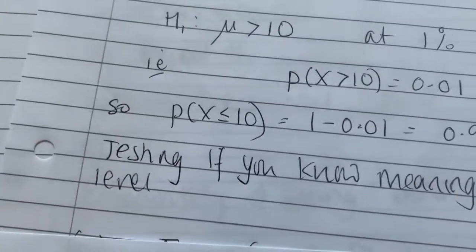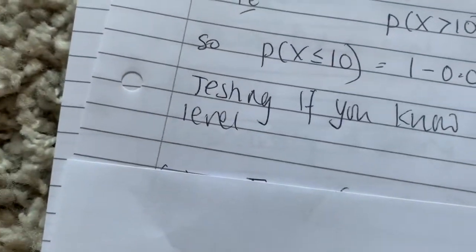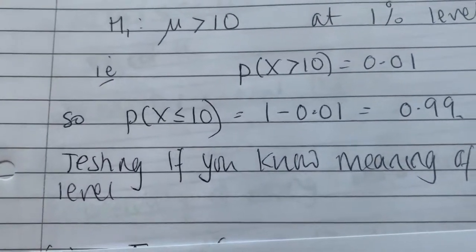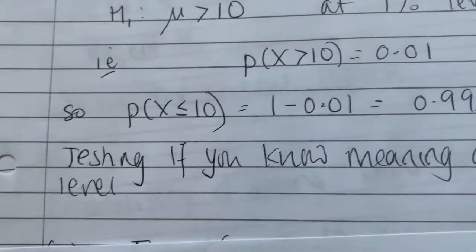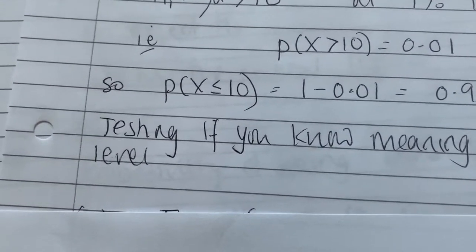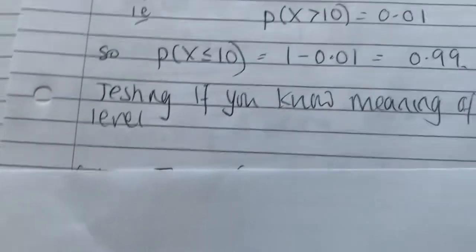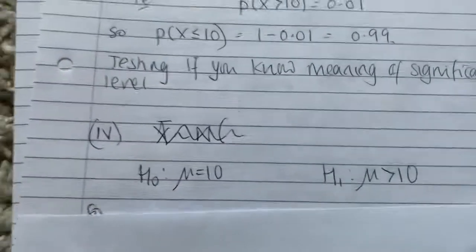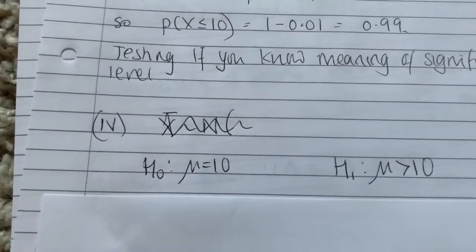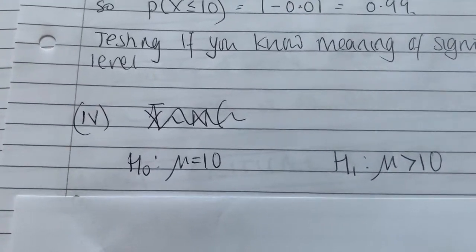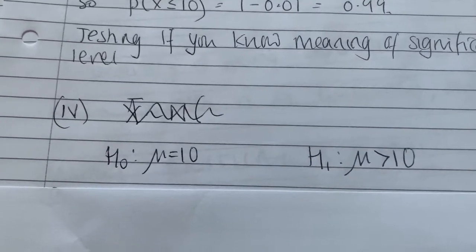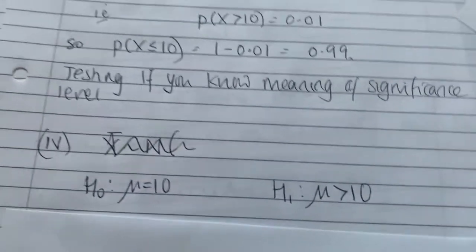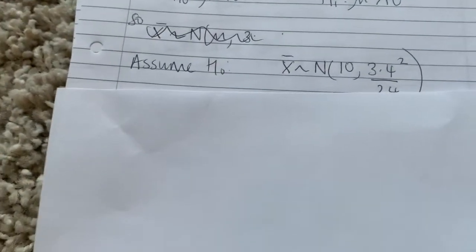Right, part 4 is where it all kicks off, where all the marks are. So it says here the actual length of time in minutes that the patient spends in their appointments may be assumed to have a normal distribution with standard deviation 3.4. So your null hypothesis, mu equals 10, your alternative hypothesis, mu is greater than 10. You are under the null hypothesis.